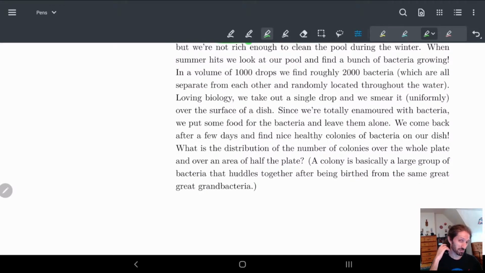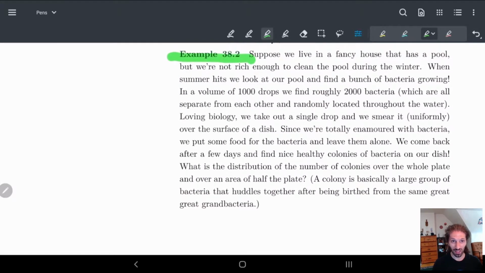It works in California. So basically, if we look at the pool, in every 1,000 drops, so here we're thinking in 3 dimensions, there's roughly 2,000 bacteria. So that's a lot of bacteria, which are all separate from each other, right? You can't have two bacteria on top of each other, and they're roughly randomly located. They're all doing their own thing. So we can basically use our theorem from before in order to look at this.